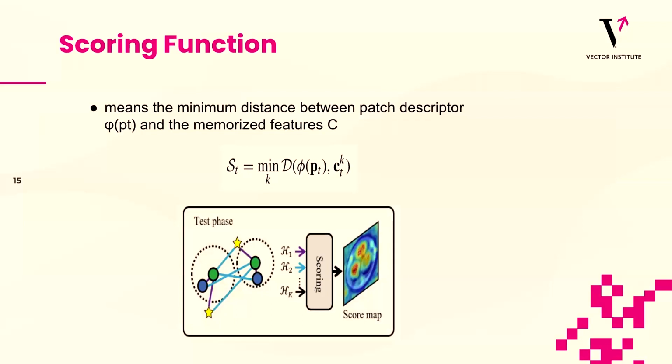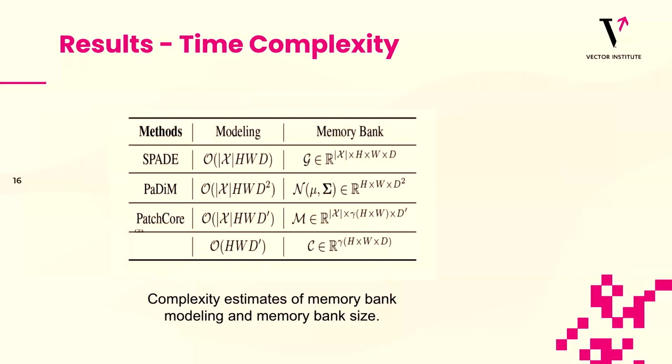Also, to compute the anomaly score, they use the minimum distance between the patch descriptor and the memorized feature. When the amount of this value is low, probably we have a normal sample or normal pixel, and when the amount of this value is high, we will have an abnormal pixel.